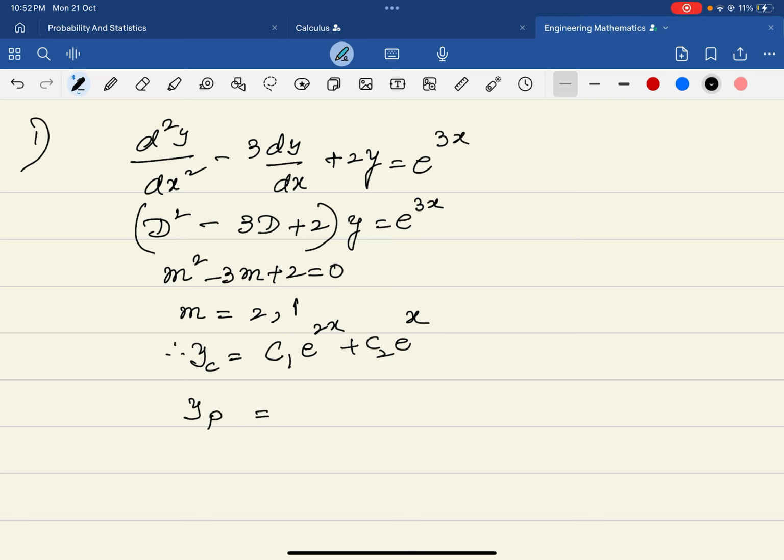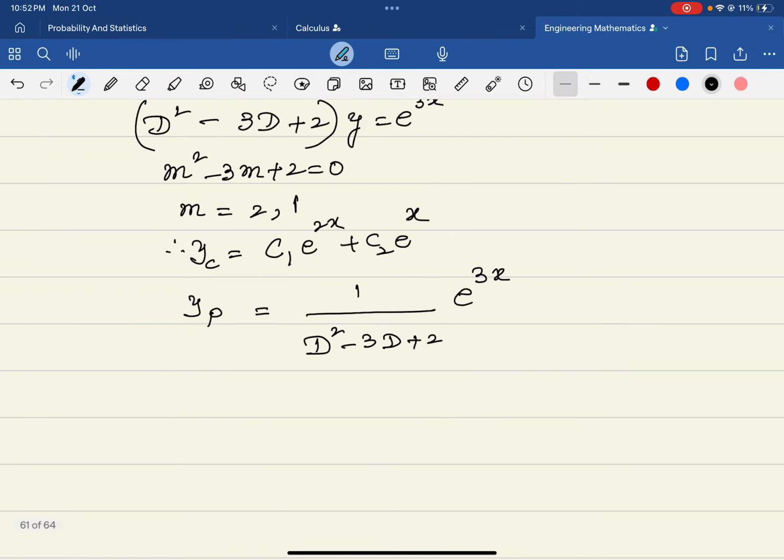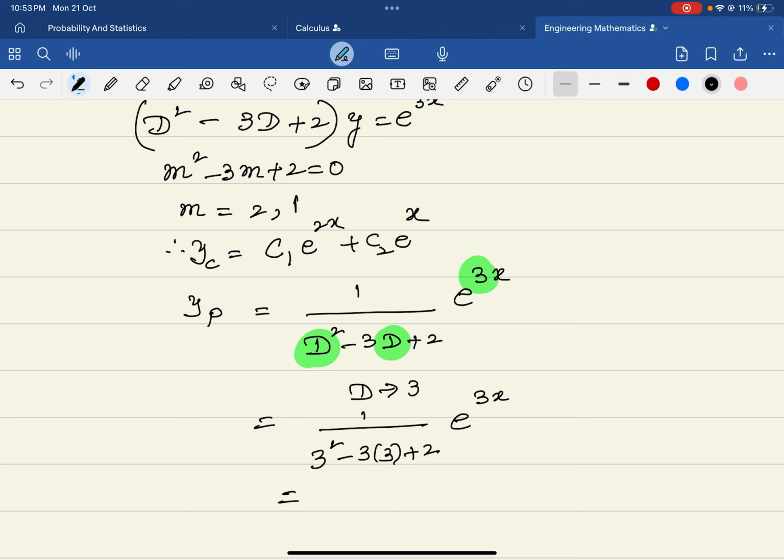Now let us find out what is yp. yp is given by 1 by f of d, what is f of d? d square minus 3d plus 2 times e raised to 3x. Now what we are going to do is replace this value in the place of d. Okay? So d is replaced by 3. So that gives you 1 over 3 square minus 3 times 3 plus 2 times e raised to 3x. So that value is what? 1 over 2 times e raised to 3x. So that is your yp.